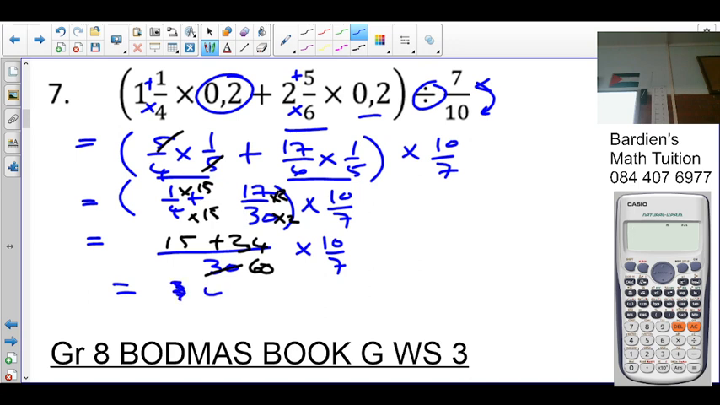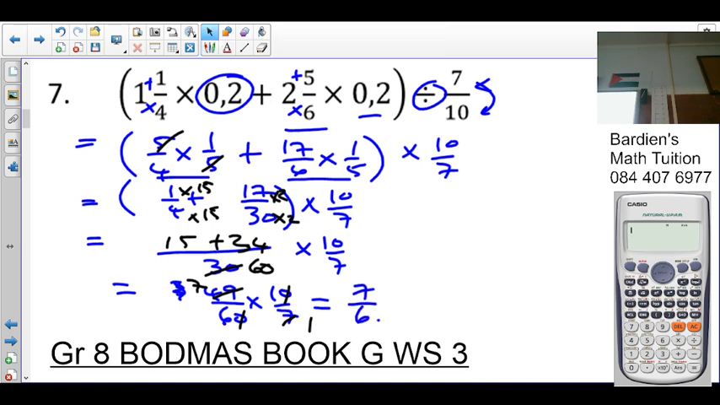49, yes? Over 60 times 10 over 7. 7 goes into 7 once, 7 goes into 49, 7 times. 10 cancels. 10 goes into 10 once, 10 goes into 60, 6 times. So it's 7 over 6. Who got that right? Nice.